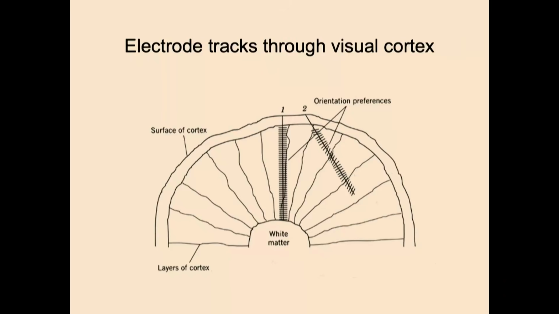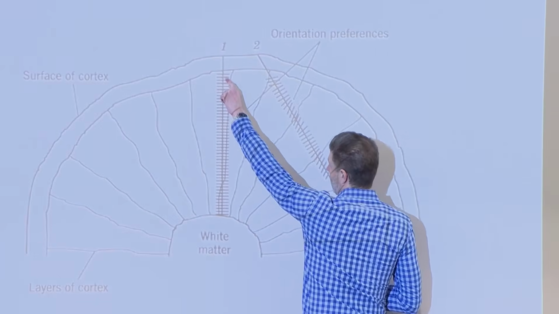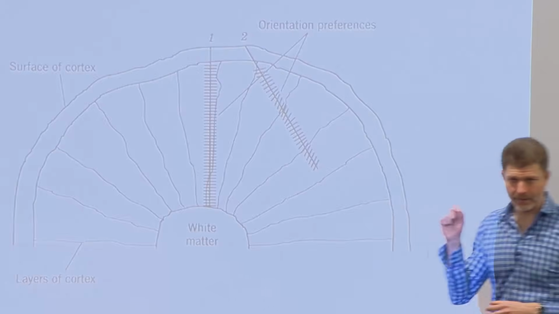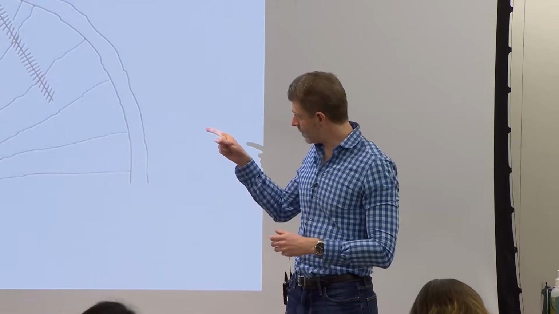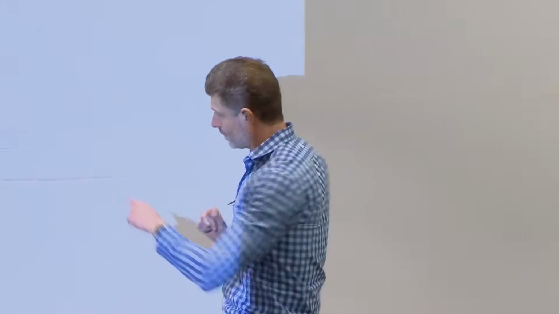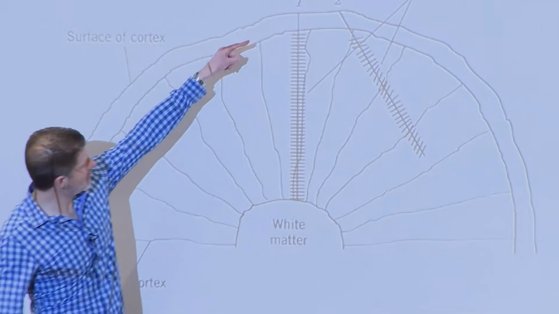What's shown here is a schematic result of an experiment where an electrode would be lowered either in this direction or this direction. At every position in the brain, you stop and characterize the response properties of a cell at that position. The line segment drawn here represents the orientation preference of the cell at that position.